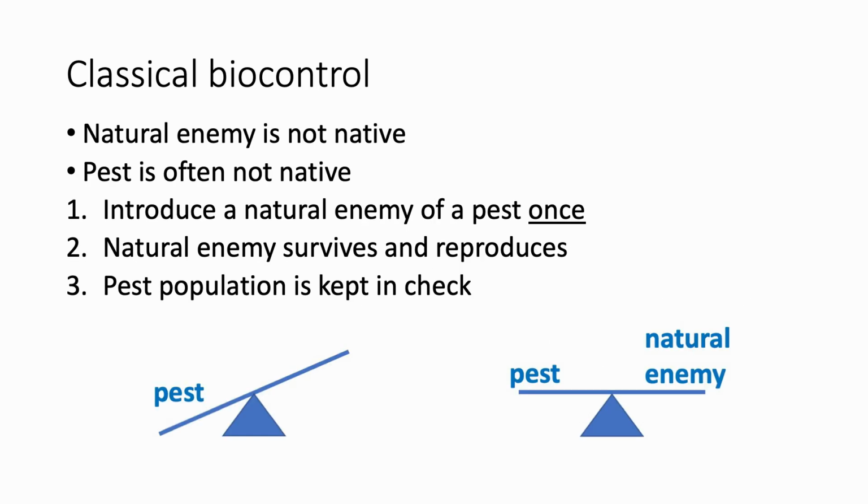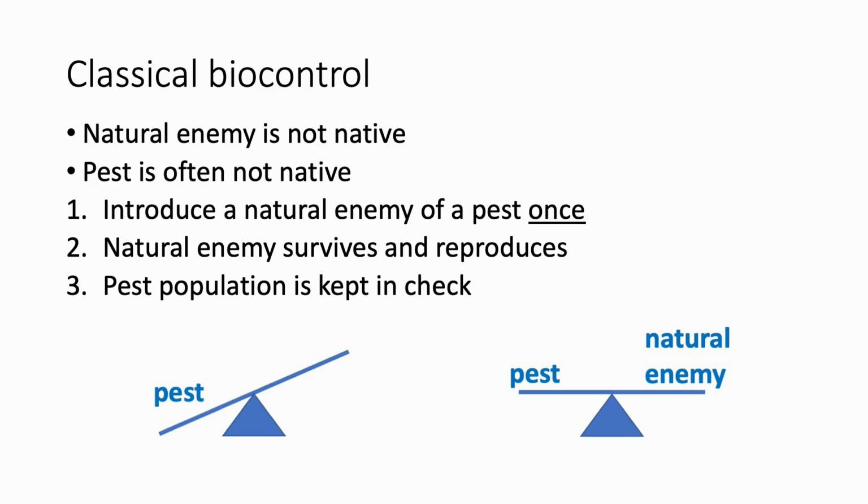Classical biocontrol usually involves both a pest and natural enemy that are not native to a geographic area. It is often used when an invasive pest has been introduced to an area where the pest has no natural enemies and therefore reproduces out of control. The ecosystem is out of balance.